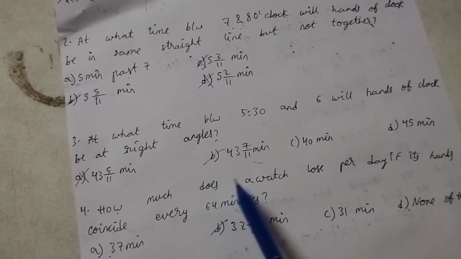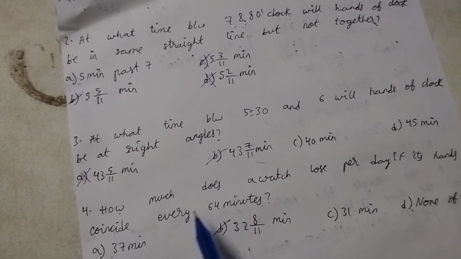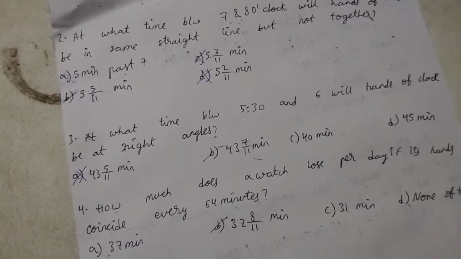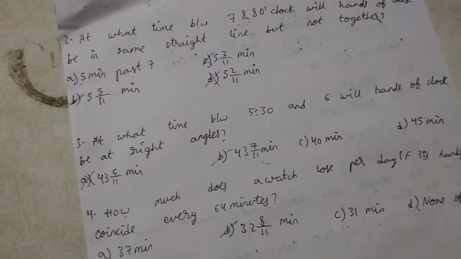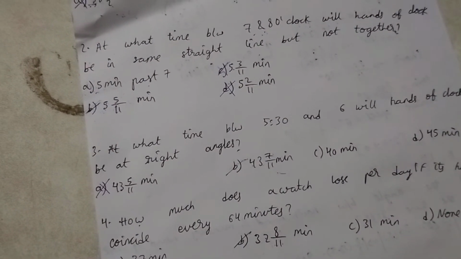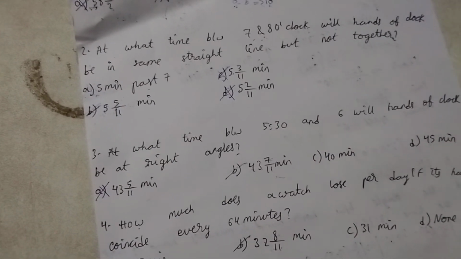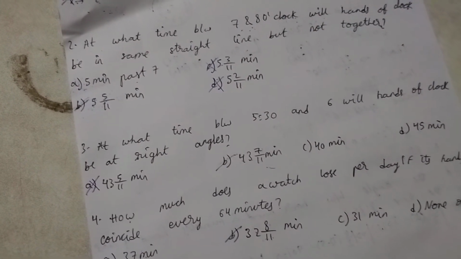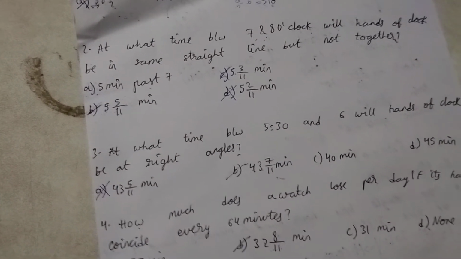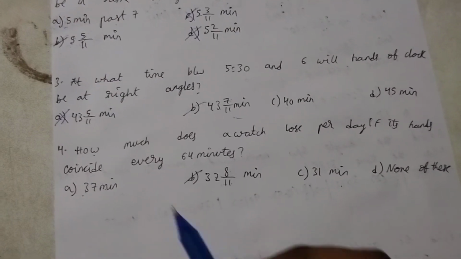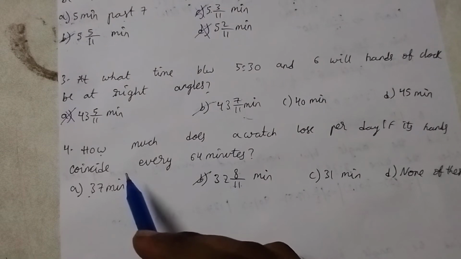How much does a watch lose per day if it coincides every 64 minutes? If we follow the procedure I said earlier, it will take very much time, and the time will be less for competitive exams. So when we use this trick, we can solve very simply within fractions of seconds. So please use this trick to solve the question as easily as possible.